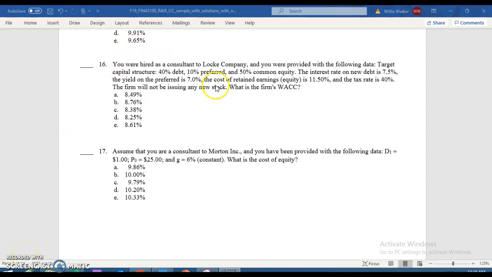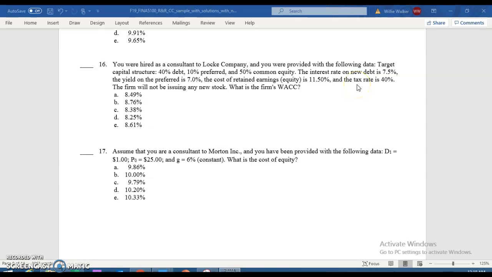Question 16, we're asked to calculate the weighted average cost of capital. We're given the organization's capital structure: 40% debt, 10% preferred equity, 50% common equity. We're given our interest rate on our debt at 7.5%, the yield on our preferred equity of 7%, and the cost of our equity, our retained earnings, is 11.5%.